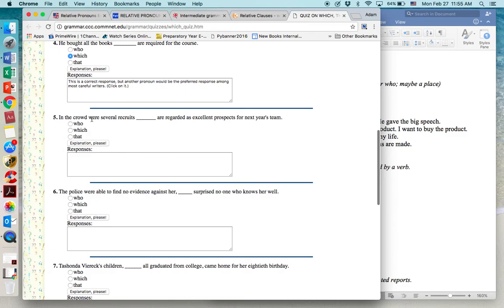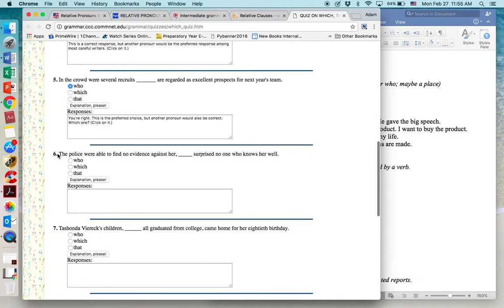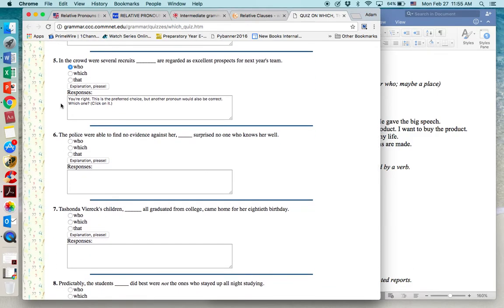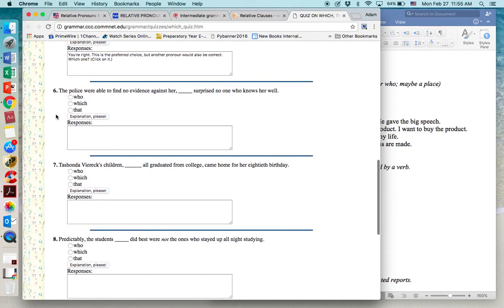In the crowd were several recruits who are regarded as excellent, or you could say which. Say which? No, that. In our grammar, there are a lot of disagreements. I think most people would say that which or that is fine, but who is the most formal. So that's the first response, of course. Unless there's a double comma situation going on, which and that are generally interchangeable. If you see a comma before a relative pronoun, then which would be the choice, but if there's no comma, then that and which are basically the same.